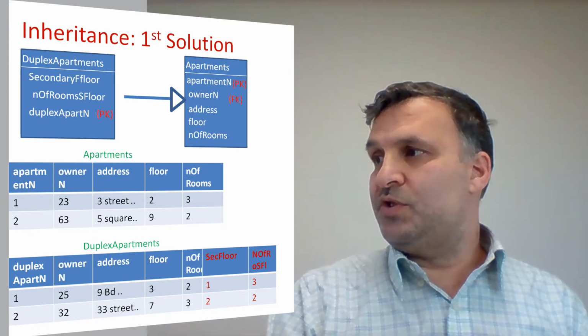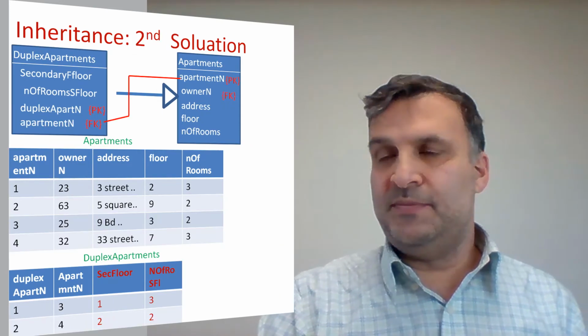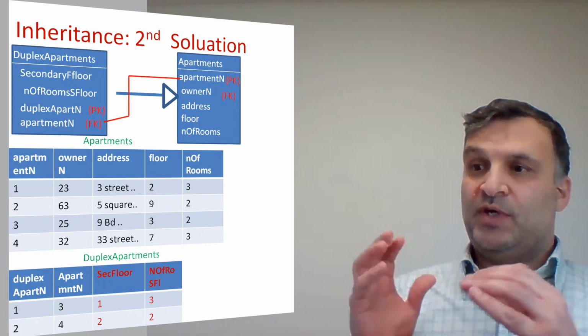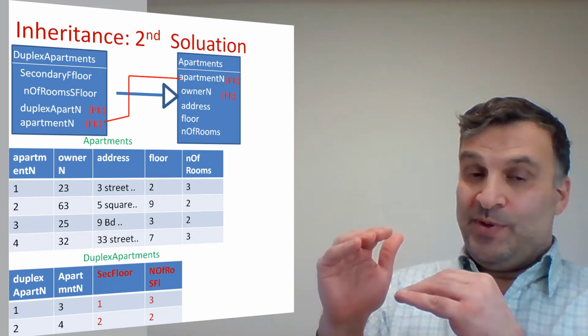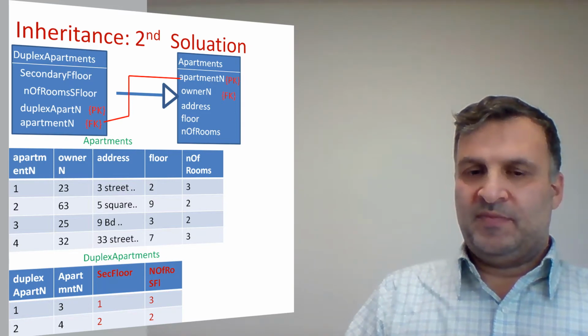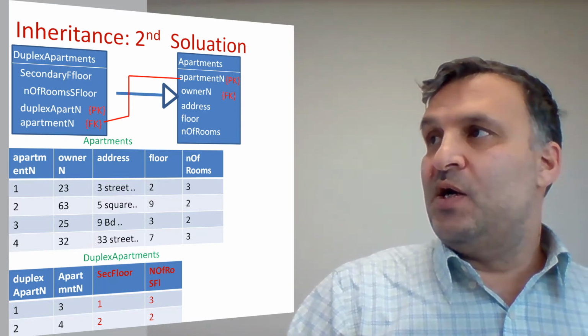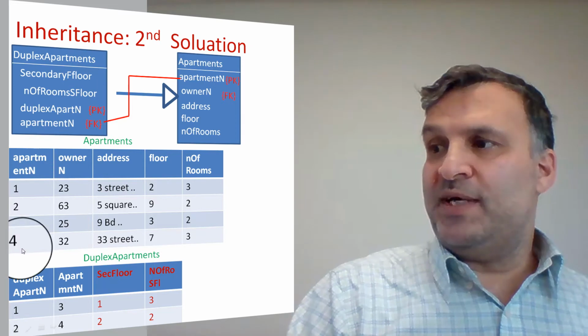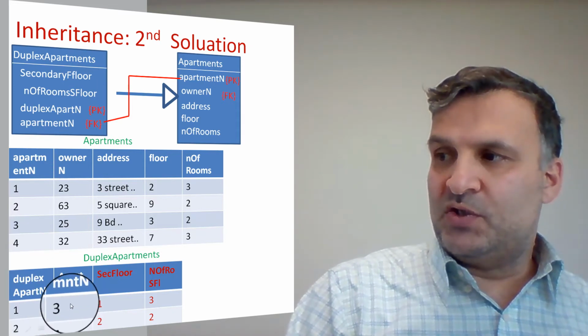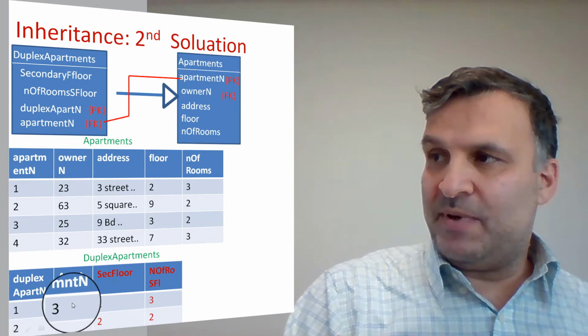This is the first solution. The second solution is to add the common attributes in the same table, and we will create a new table only for the additional attributes. But in this case, for example, the duplex apartment number 1 is related to apartment number 3.